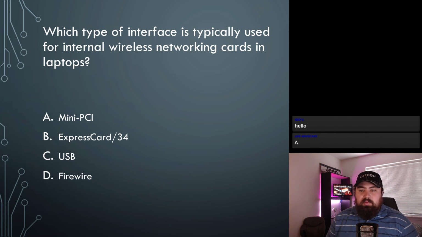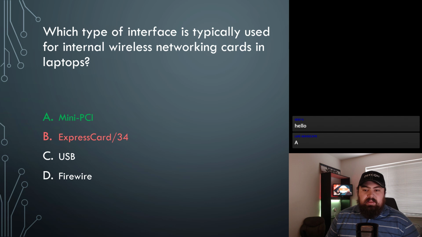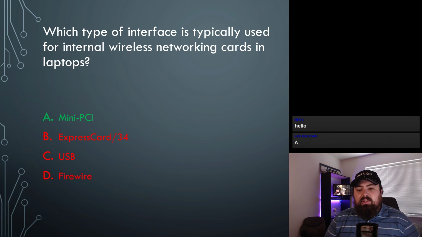So let's go ahead and bring it back here. Which type of interface is typically used for internal wireless networking cards? The answer is A, mini PCI. Most internal network cards in a laptop are using a mini PCI interface. USB, FireWire, and ExpressCard are all external buses for external devices. So the only thing here that's actually an internal connection would be a mini PCI. All the other ones are for an external type of connection here.